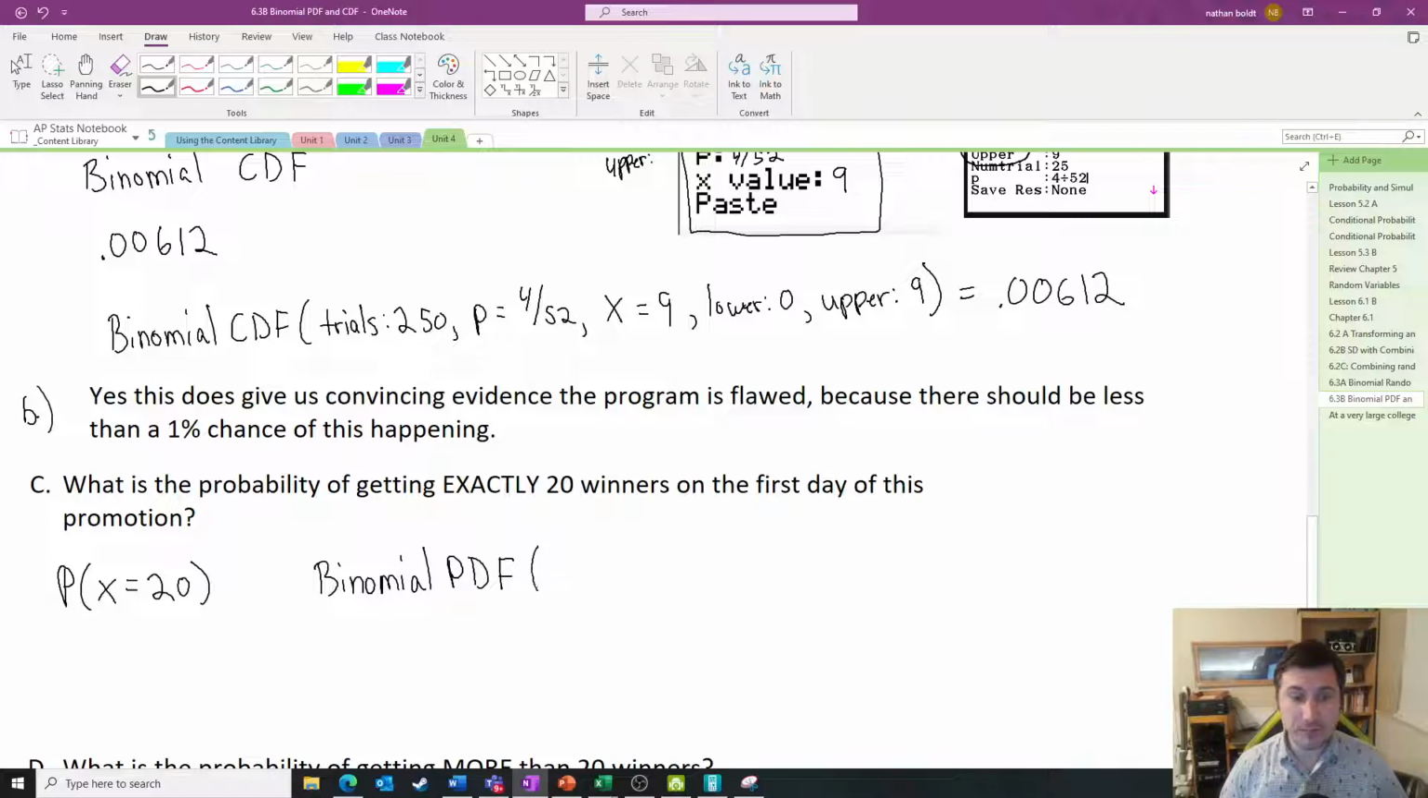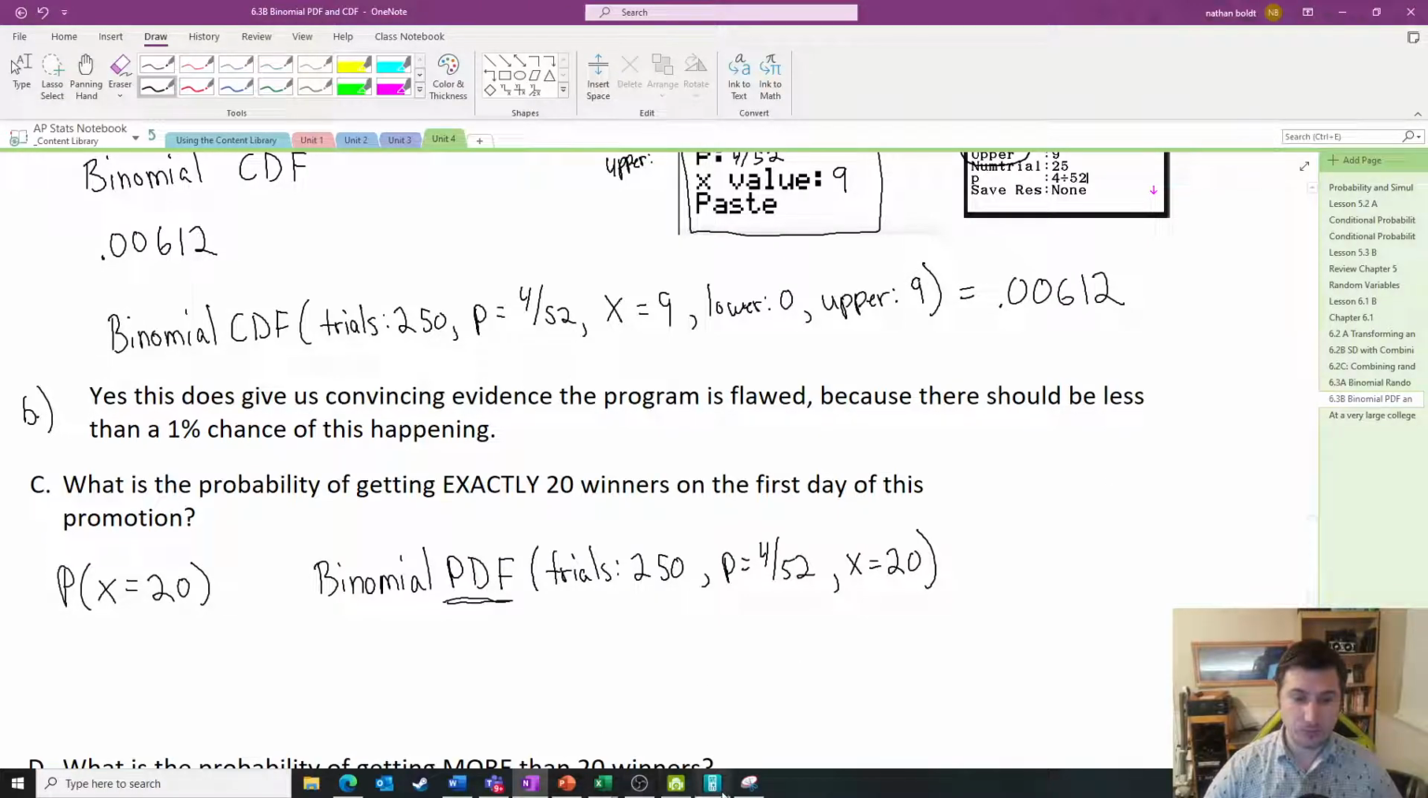And the things you type in are much the same. You have to put in the number of trials, which is 250. You have to put in the probability for success, which is still 4 out of 52. And you still have to put in the x value we are checking, x equals 20 in this case. But now if you do the PDF version, it will not add up from 0 to 20. It will just give you the value for 20 alone.